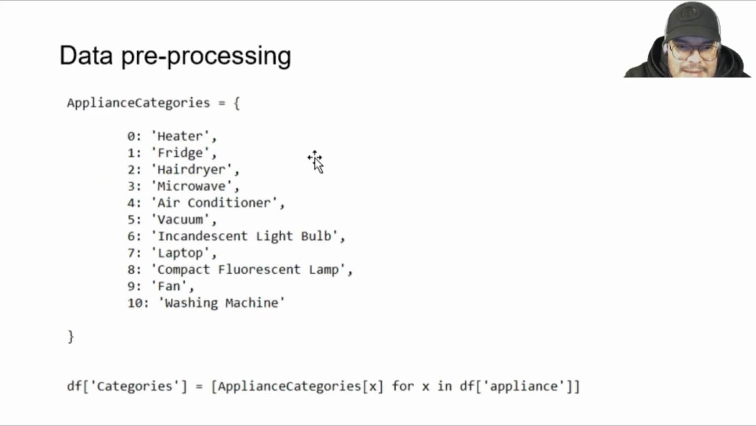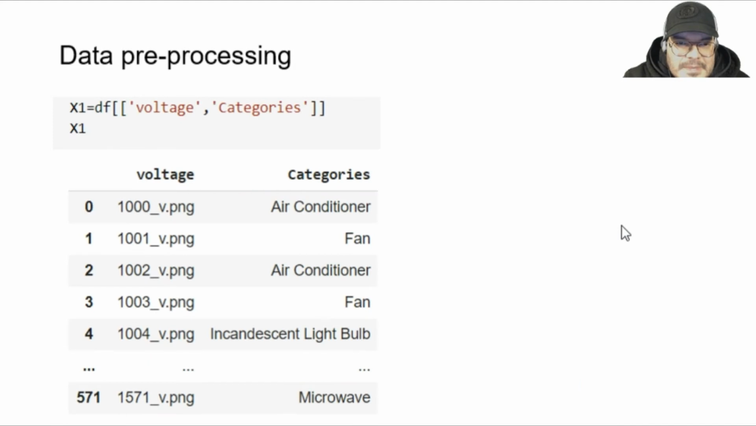In addition to that, we had information from the original website that went down, and we can get the appliance category names linked to the appliance number, appliance ID. Make this dictionary, and then go ahead and map it out. So now, for both voltage and current, we can make these data frames. You use the category names because Keras already does the one-hot encoding if you give it the category names.